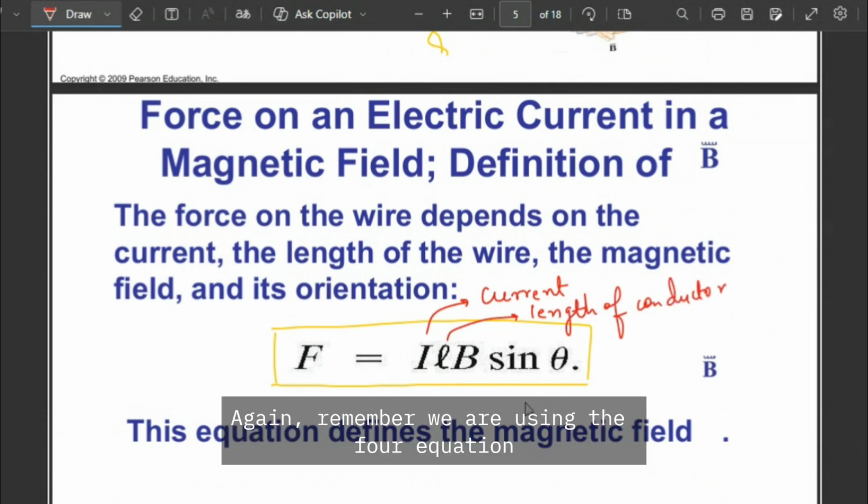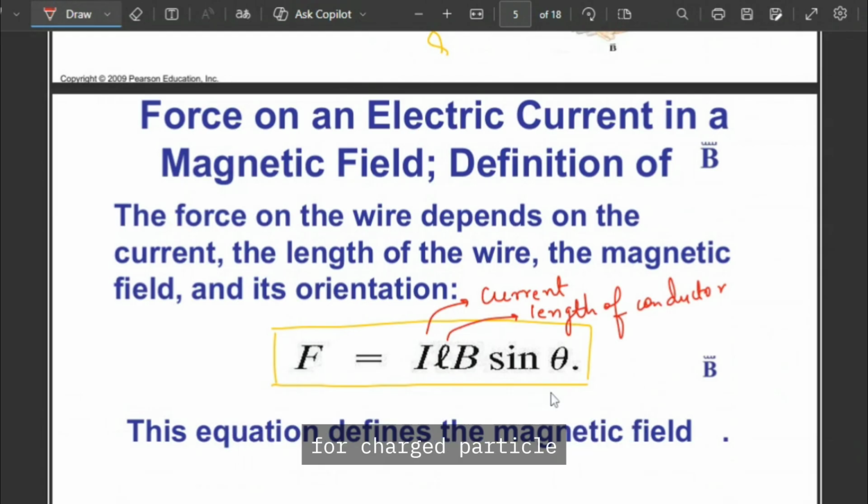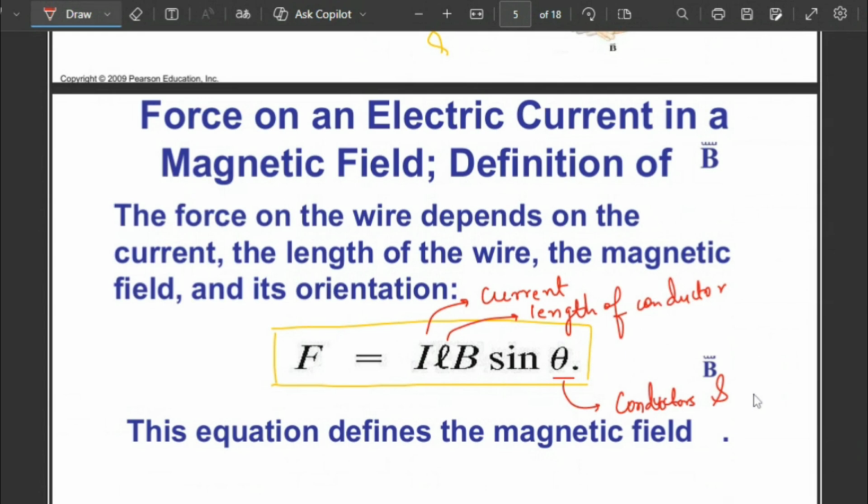Again, remember, we were using the earlier equation for a charged particle. Now we are talking about current carrying wires, and this is the force formula which we'll use to calculate the force due to a current carrying wire. And this is the angle, and that angle is between the length and the magnetic field, basically the conductor and the magnetic field. So in whichever way the conductor is kept with respect to the magnetic field, that angle is what we'll use here.